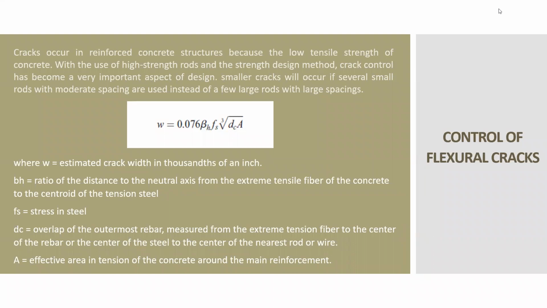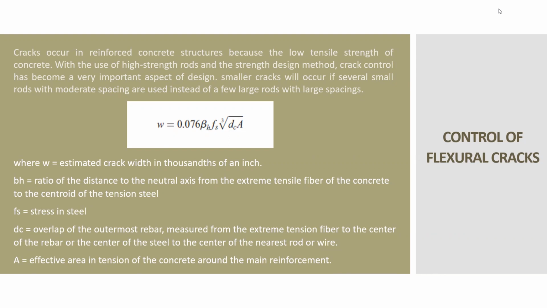Cracks occur in reinforced concrete structures because of the low tensile strength of concrete, with the use of high strength rods and the strength design method. Crack control has become a very important aspect of design. Smaller cracks will occur if several small rods with moderate spacing are used instead of a few large rods with large spacing.